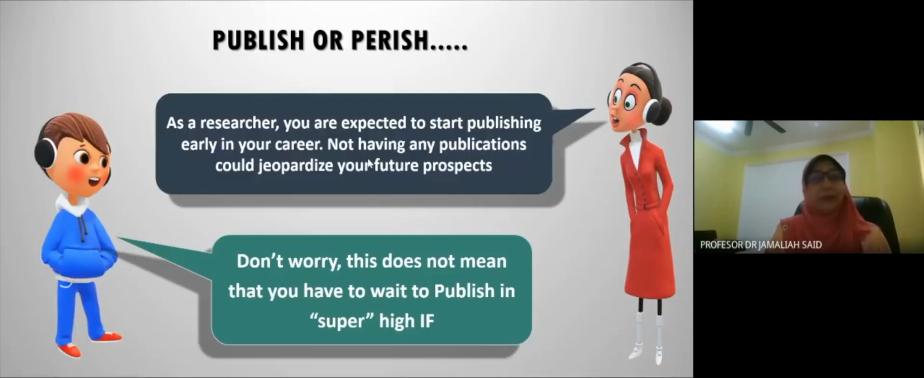But of course, publish or perish. As a researcher, you are expected to start publishing early in your career. Not having publications will jeopardize your future prospects, right? So if the journals I listed just now are your target, maybe you end up with perish, because I believe it is very difficult, but we should try. To me, in publication we have to look at both quality and quantity, because MyRA wants quantity and, at the same time, quality. For quality, they look at the number of citations.